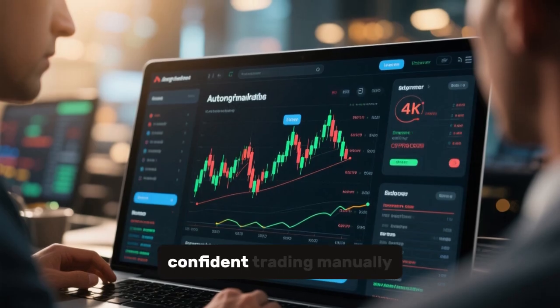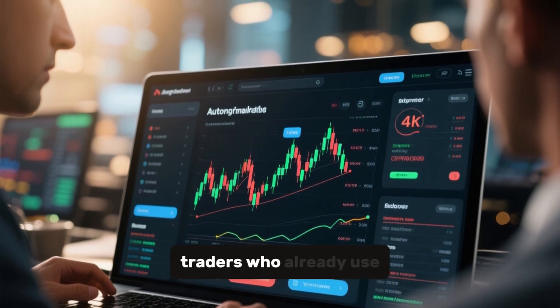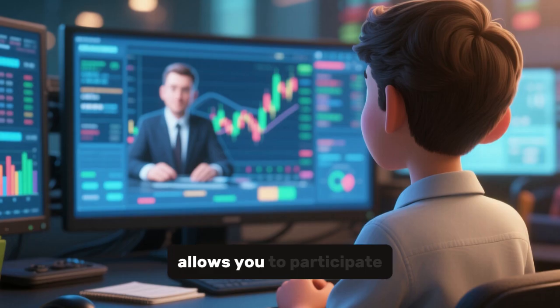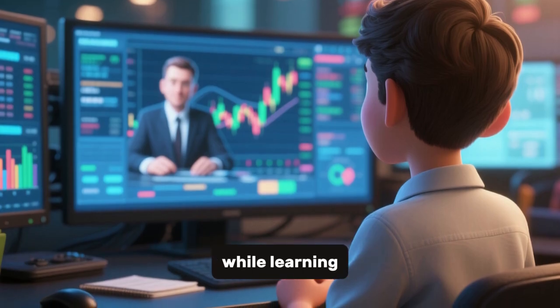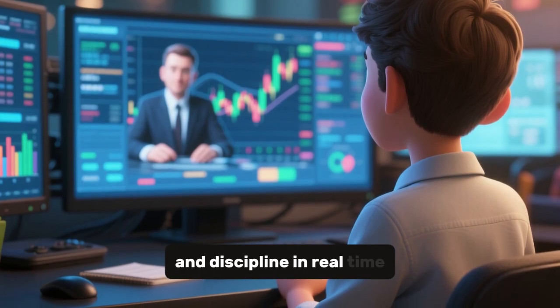This strategy becomes even more powerful when combined with copy trading. If you are not confident trading manually, you can automatically copy experienced traders who already use trend-based pullback strategies. Copy trading allows you to participate while learning. You can see how professionals manage entries, timing, and discipline in real time.